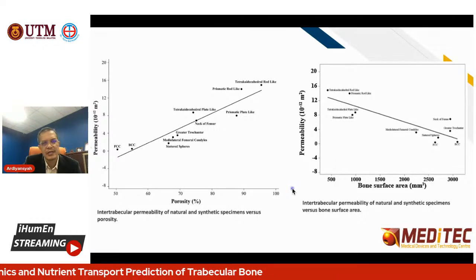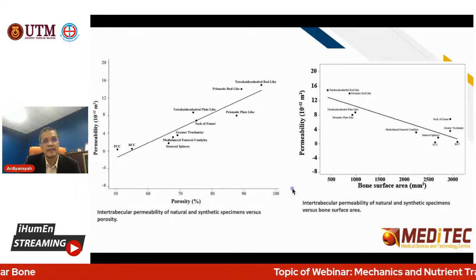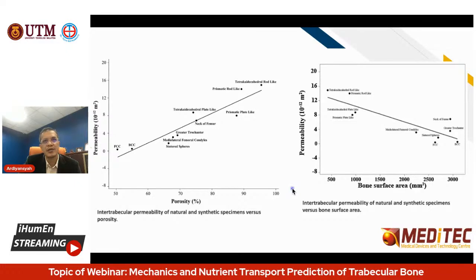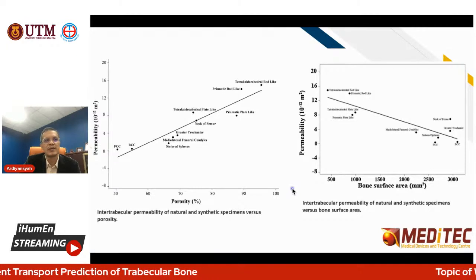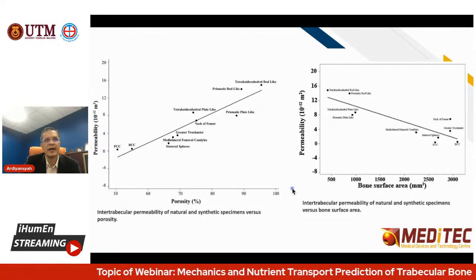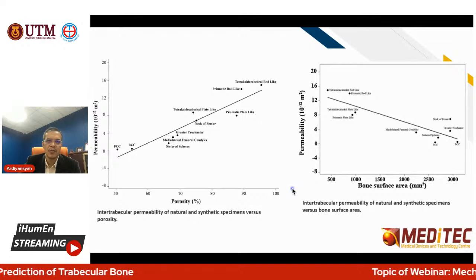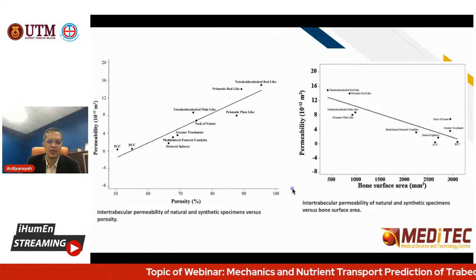Permeability is the main factor for consideration in nutrient transport. If you have higher permeability, the flow is fast, so there is no time for your bone to absorb the nutrients. That's why with osteoporotic bone the permeability is quite high compared with normal bone. That means the absorbance of the bone is less, compared with high surface area or porosity.